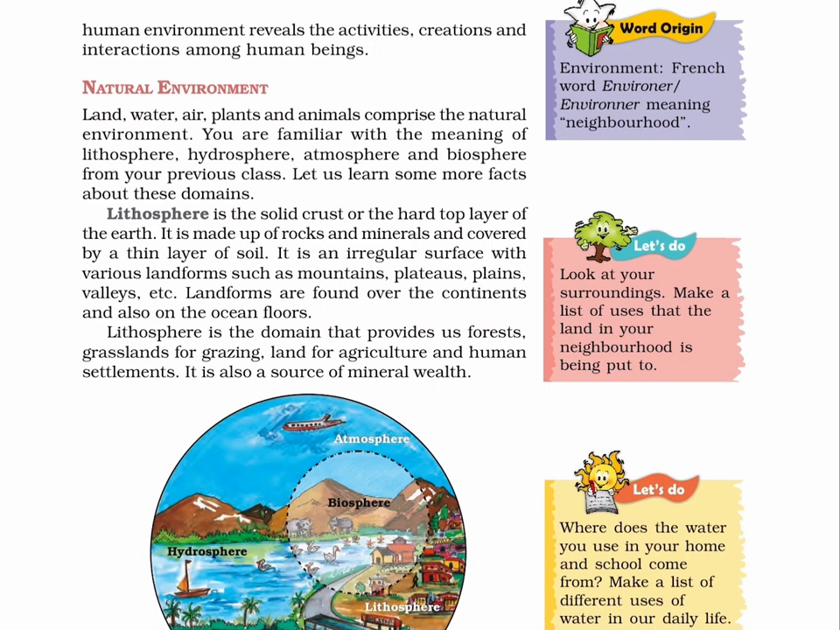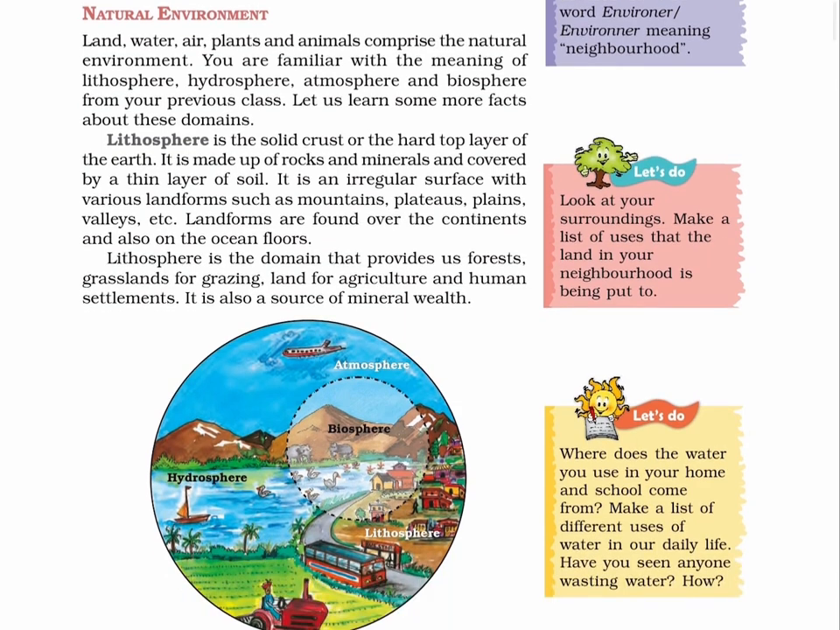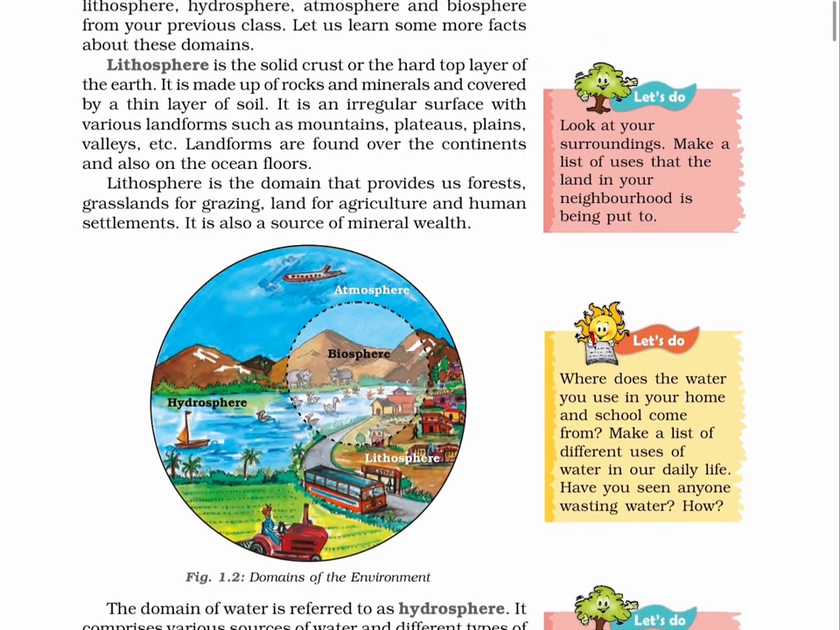It is an irregular surface with various landforms such as mountains, plateaus, plains, valleys, etc. Landforms are found over the continents and also on the ocean floors. Lithosphere is the domain that provides us forests, grasslands for grazing, land for agriculture, and human settlements. It is also a source of mineral wealth.